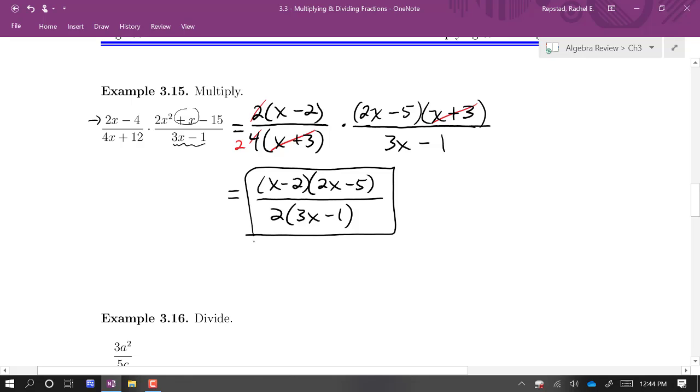And that's as far as we can go. Sometimes people will continue and multiply out the product, like FOIL out the product on top and distribute the 2 on the bottom. And you're allowed to do that. It's not incorrect, but it doesn't get us anything. It doesn't make it any simpler.